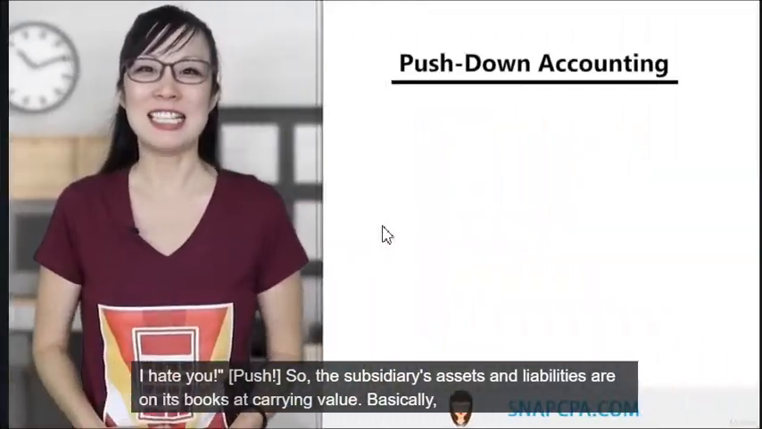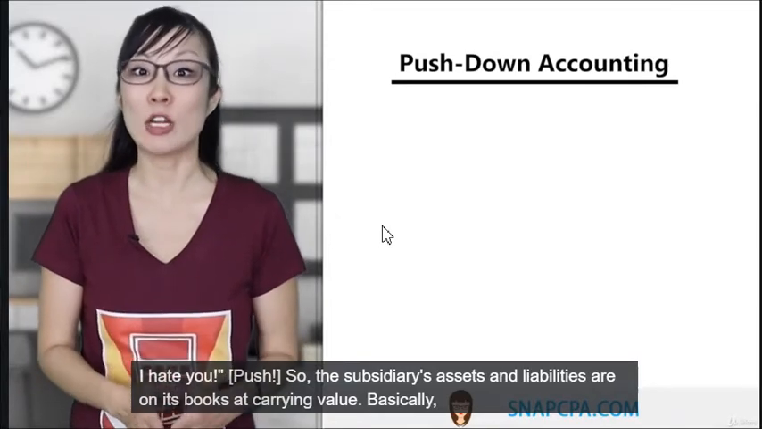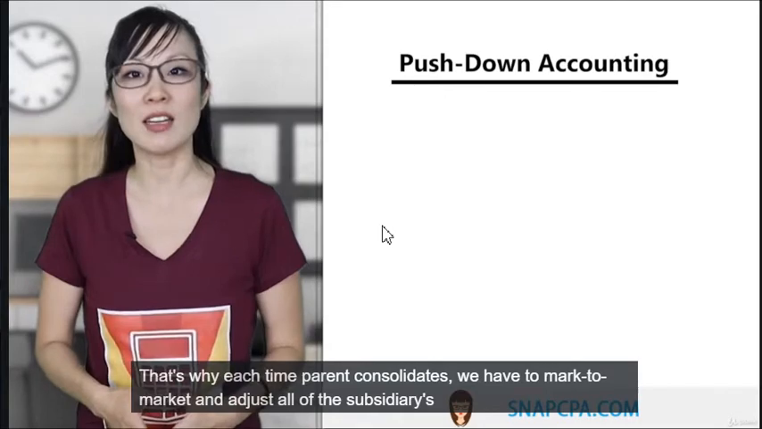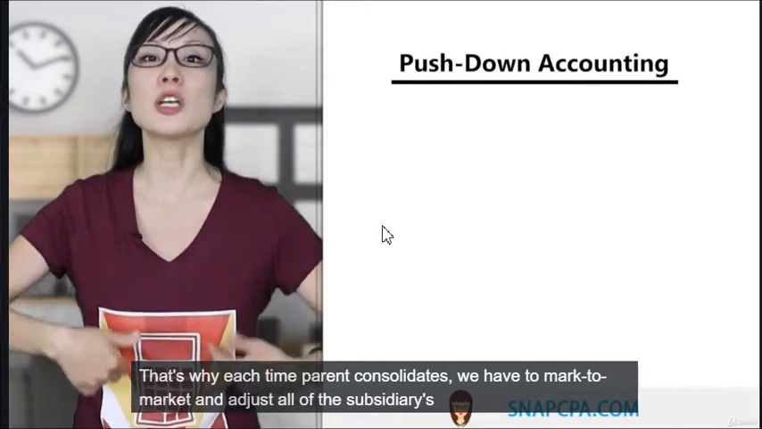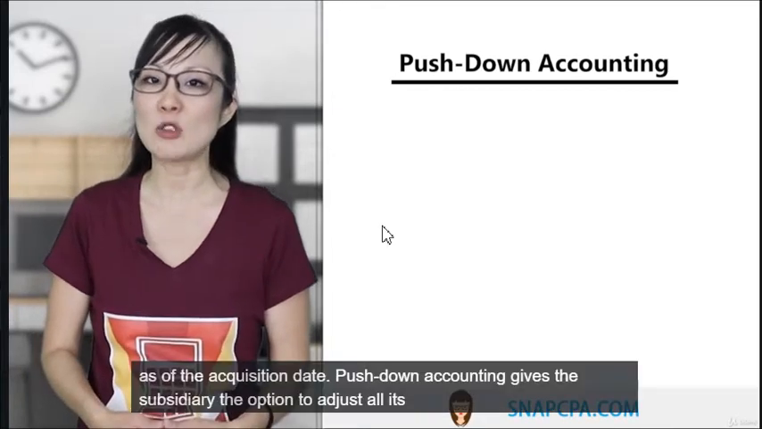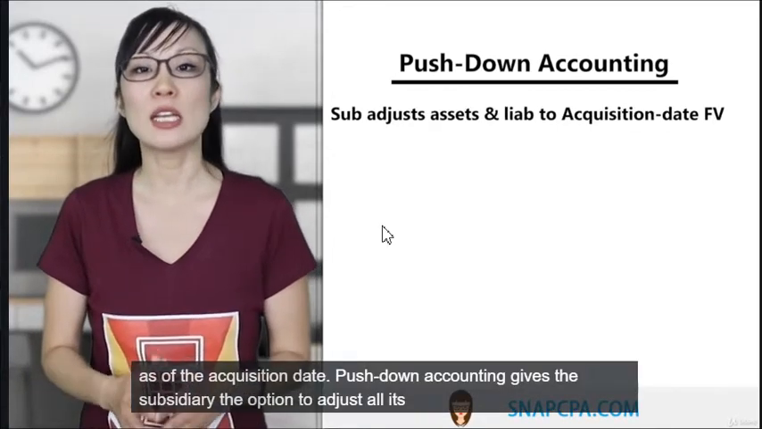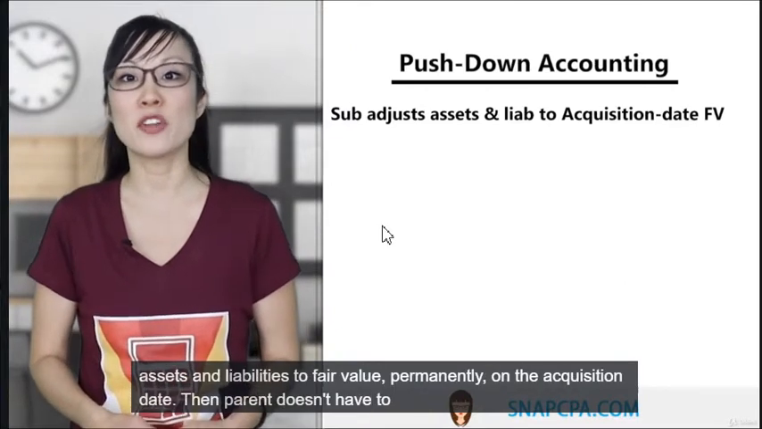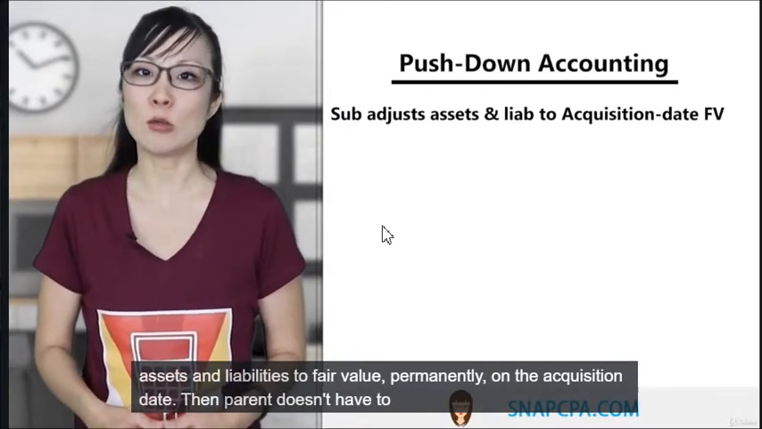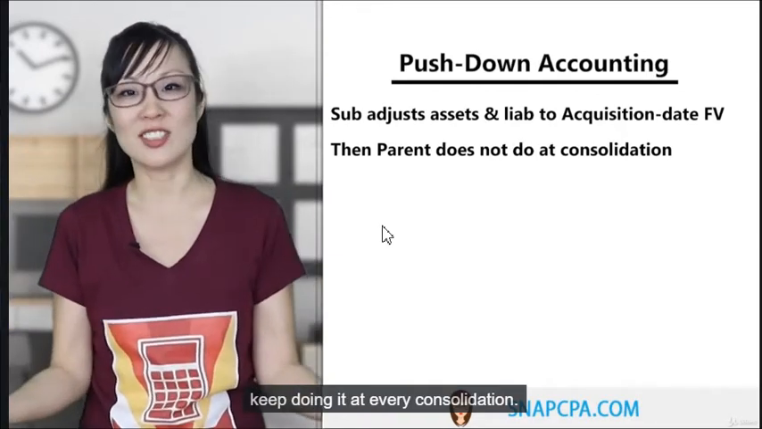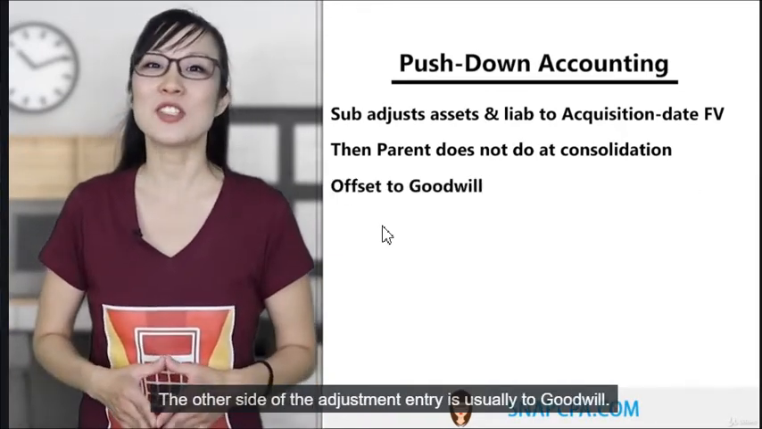So the subsidiary's assets and liabilities are on its books at carrying value, basically historical cost. That's why each time parent consolidates, we have to mark to market and adjust all of the subsidiary's assets and liabilities to fair value as of the acquisition date. Pushdown accounting gives the subsidiary the option to adjust all its assets and liabilities to fair value permanently on the acquisition date. Then parent doesn't have to keep doing it at every consolidation. The other side of the adjustment entry is usually to goodwill.